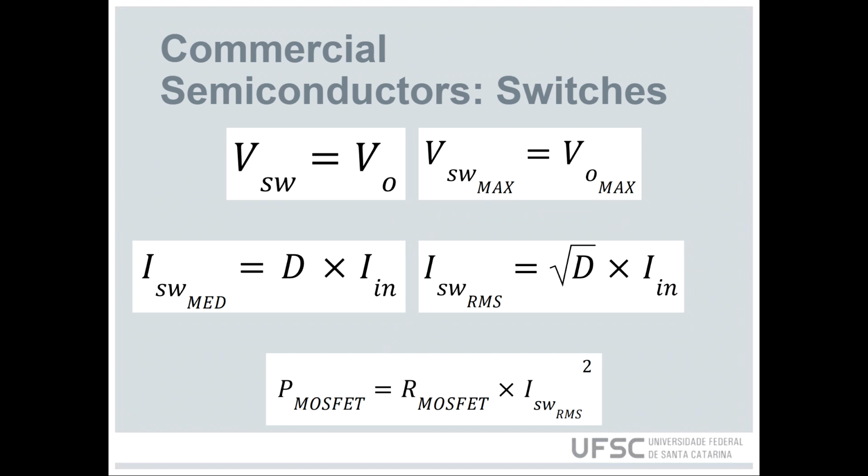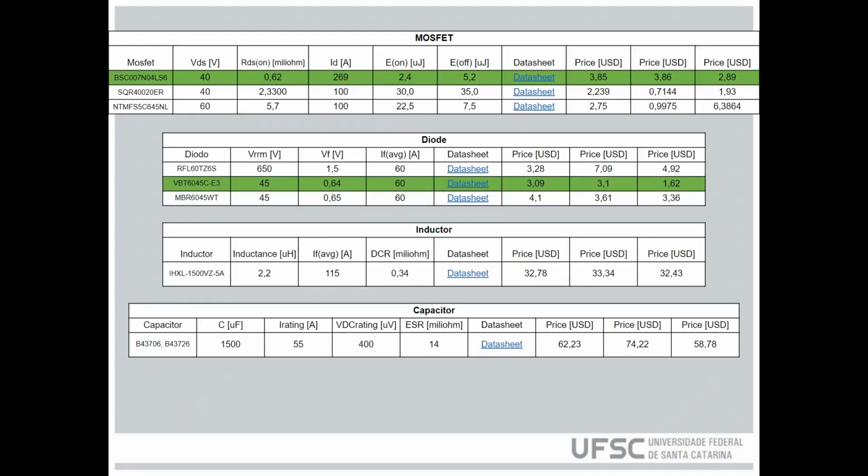Thus, according to our output specifications, with a maximum voltage equal to 15 volts and considering a safety margin, we decided to choose MOSFETs with a drain-source voltage of 40 volts. We made a spreadsheet containing three different options for each component, and it's possible to access the datasheet of each element as well as the technical and price information.